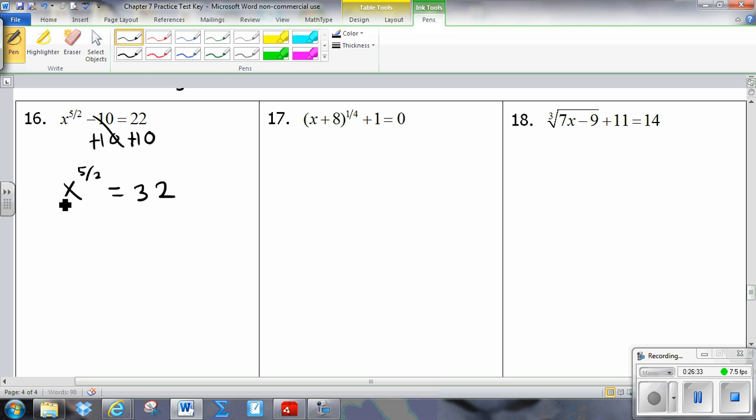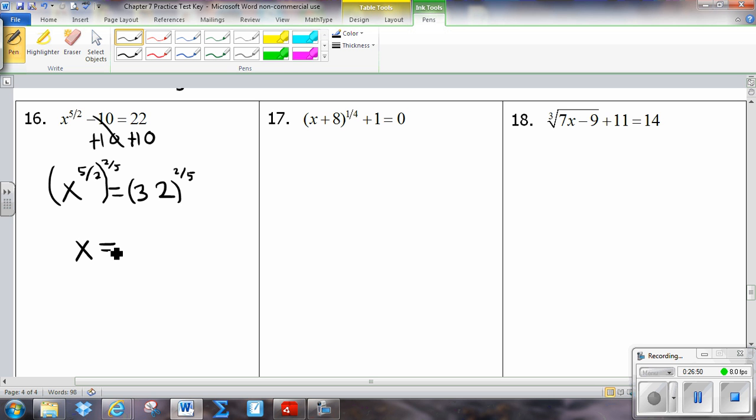Okay, so to get rid of 5 halves, what you guys would do is actually do the 2/5 exponent to the 2/5 on both sides. The reason why we do that is because 5 times 2 is 10, 2 times 5 is 10, 10 over 10 is a 1, so you get your x.